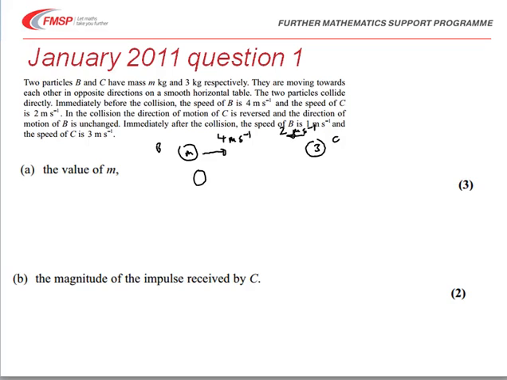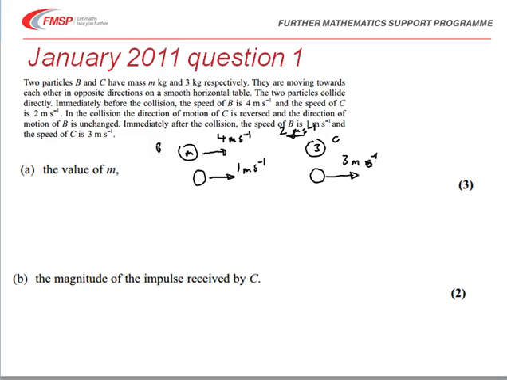Afterwards, we have that B is moving in the same direction as it was initially at 1 meter per second, but the direction of C has changed and it's now moving at 3 meters per second in the opposite direction.